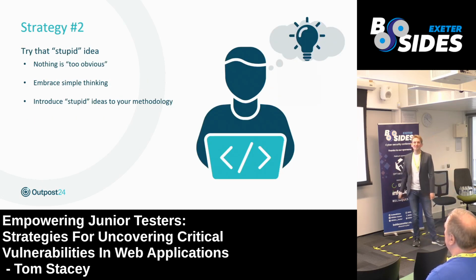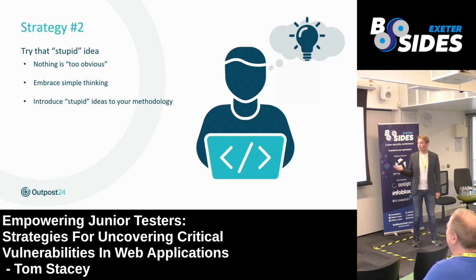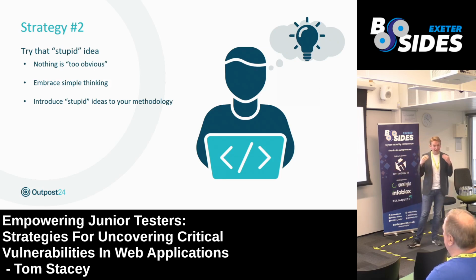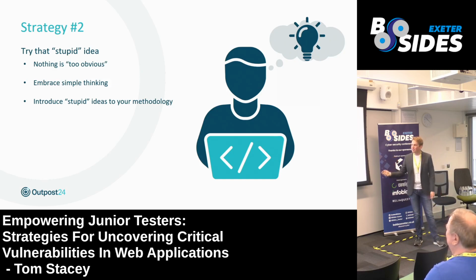Strategy number 2, try that stupid idea. Nothing is too obvious. Something I tell our new unit testers is, if you find yourself thinking that's too obvious, everyone's tried that, try it anyway. Because everyone skips the obvious stuff, and you'd be surprised how many findings I've gotten by just trying stupid stuff and not thinking that's too obvious. Literally catch yourself thinking that's too obvious and go, no, I'm going to check anyway, and you'll be surprised how often that actually works.